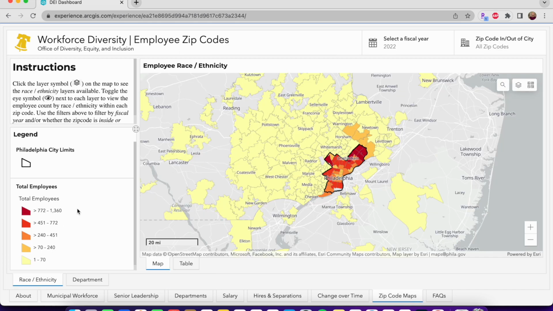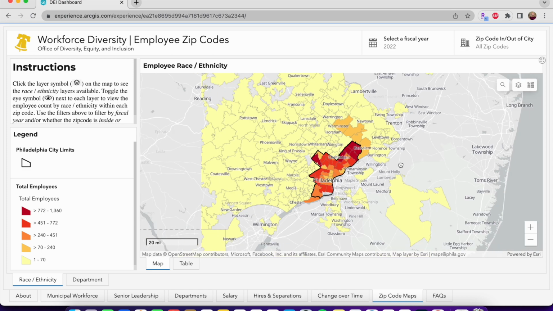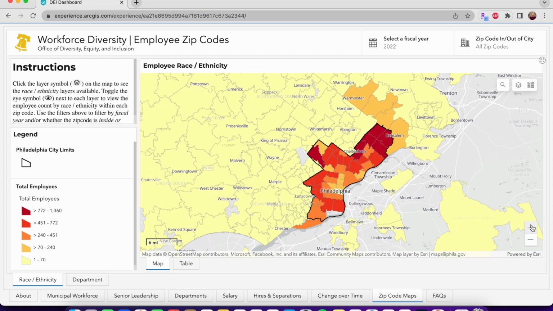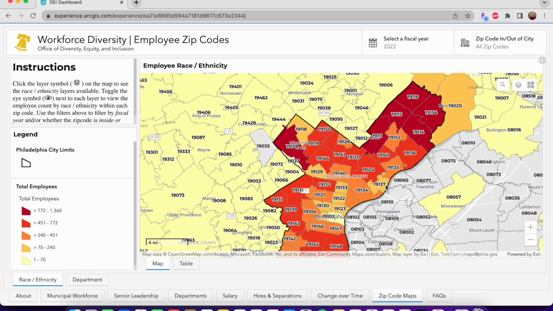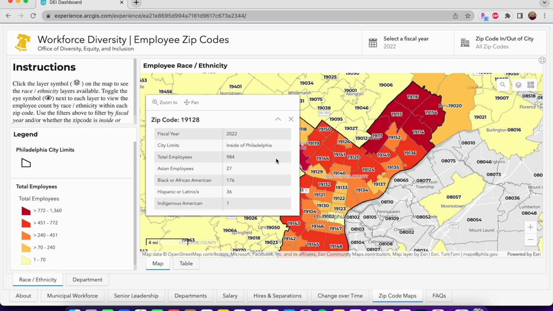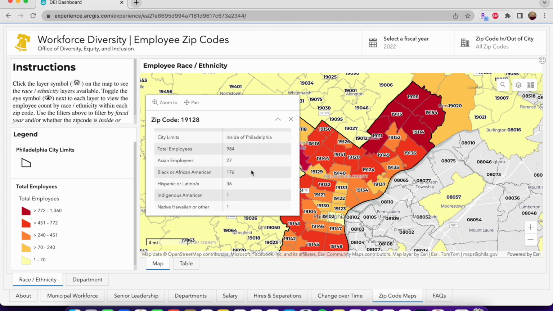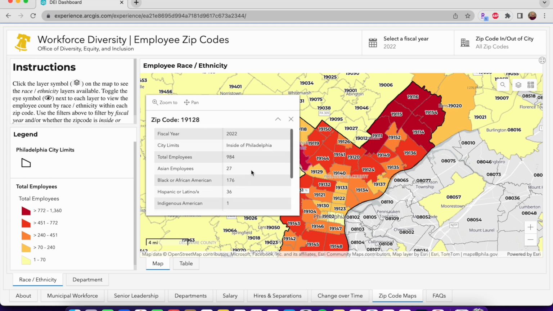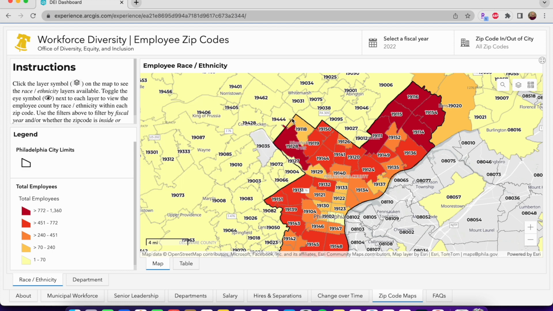Next, we have a couple of maps breaking down the municipal workforce by zip code. This first tab within the zip code map tab shows employees by race and ethnicity. Within this map here, you can zoom in and out. If you zoom in more, the zip codes will appear. You can click on different zip codes to learn more and see the breakdown of racial demographics of employees that live in that zip code.